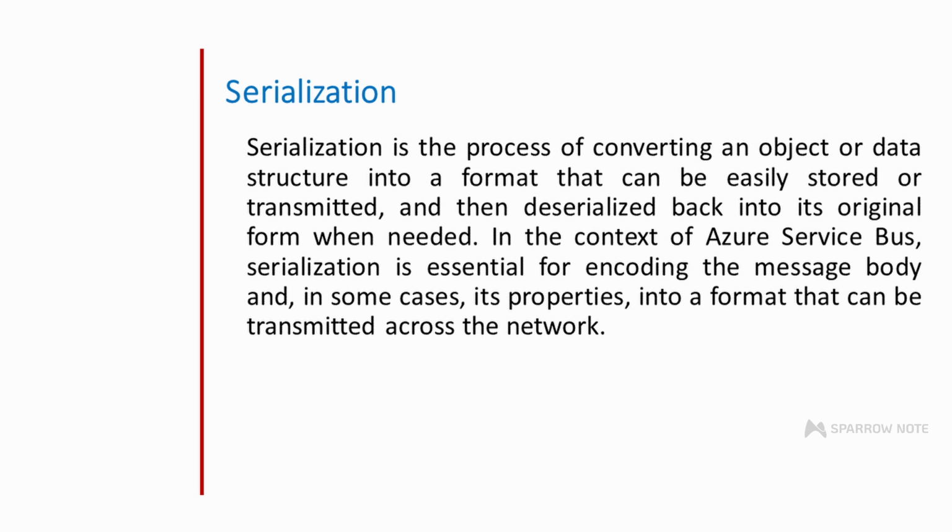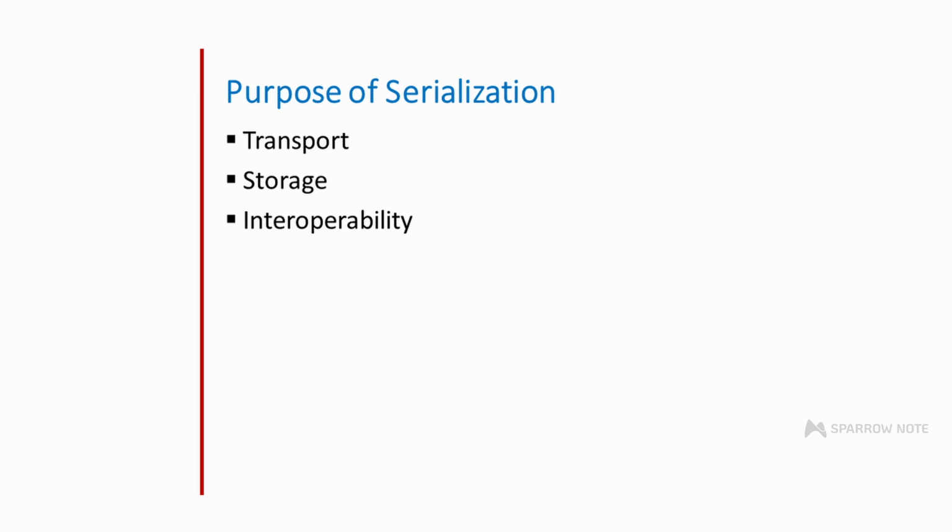Purpose of serialization. Transport: messages need to be serialized to be sent across the network from the sender to the Service Bus and then to the receiver. Storage: messages are stored in a queue or a topic in serialized form until they are consumed. Interoperability: serialization ensures that different systems, possibly written in different programming languages, can exchange data reliably.